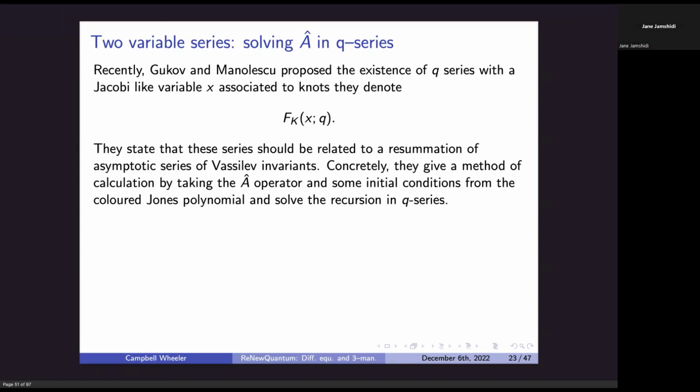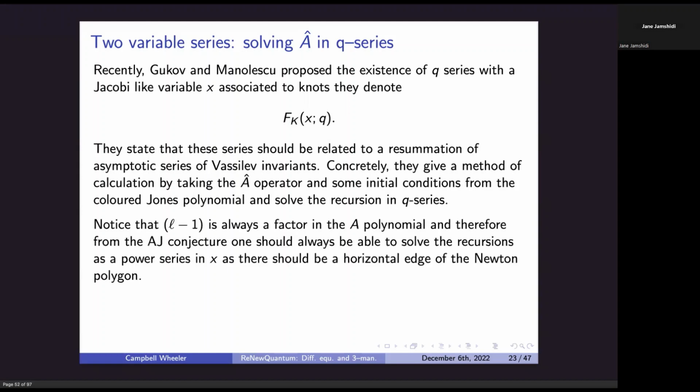If I fix some initial conditions, then this will determine the q-series as a power series in x at least. The A-polynomial always has some component that corresponds to the trivial connection. That means in the Newton polygon, there's always going to be some flat edge. And if we have a flat edge, we can always find some solution in power series corresponding to that flat edge. Because it's flat, there'll be no theta function corrections or anything like this. So we can always find a power series solution here, and this is what they take. This gives a concrete way to calculate it.